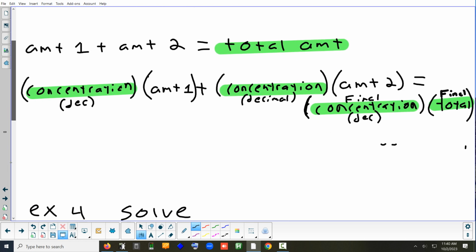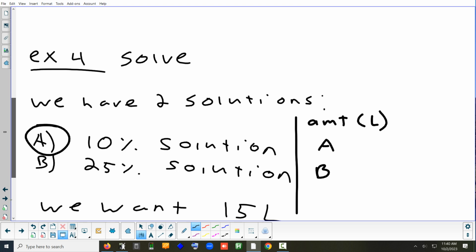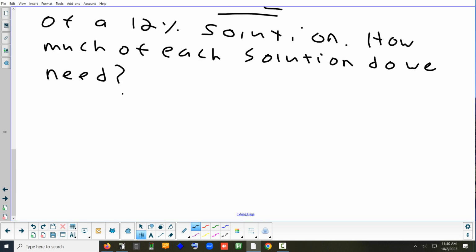A plus B equals 15. The amount from the first solution plus the second solution has to equal 15. So there's your first equation.